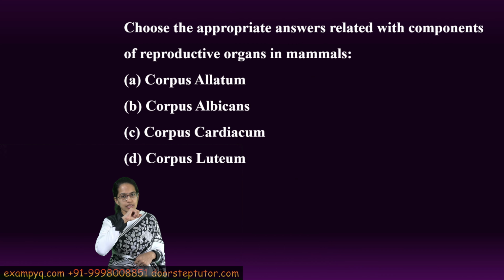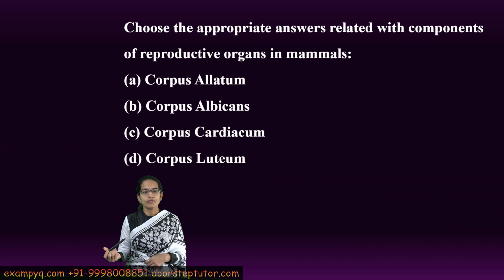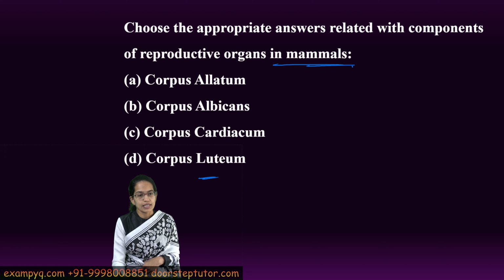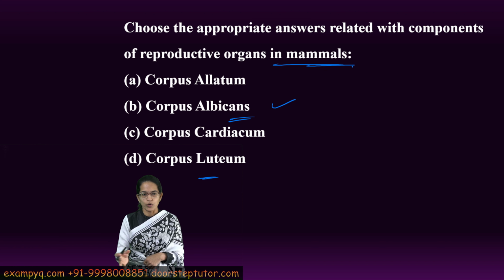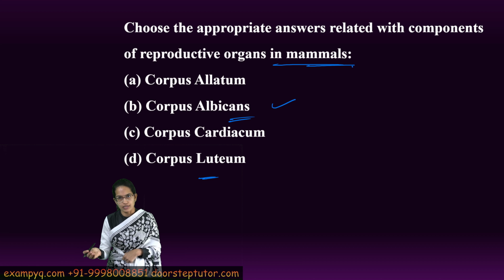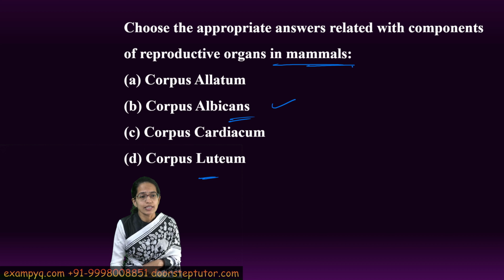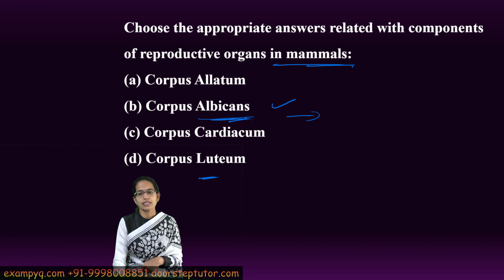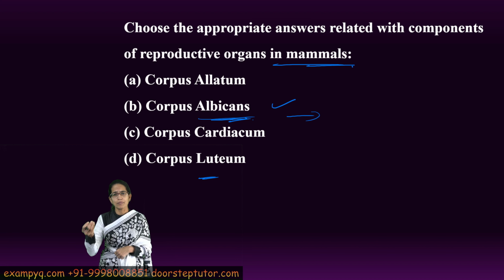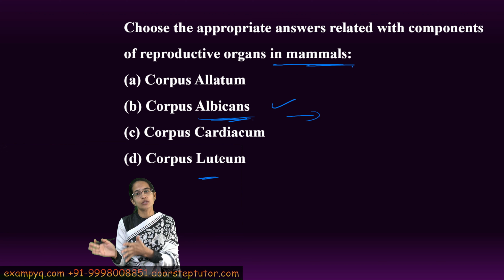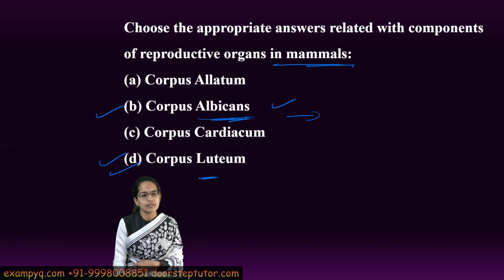Now the next question that was asked is, which of the components are part of the reproductive organs in mammals? Corpus luteum and corpus albicans are the correct answer. Let's understand. Corpus luteum is a temporary structure formed after ovulation, and it produces progesterone. The next is corpus albicans. This is the remnant of the degenerated corpus luteum, and thus it marks the end of the luteal phase. So B and D are the correct options here.